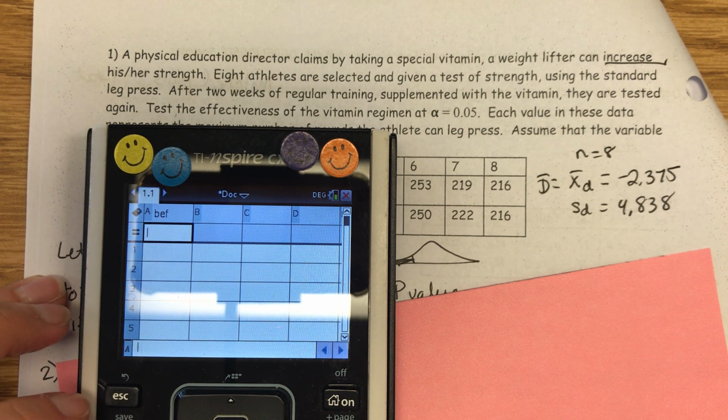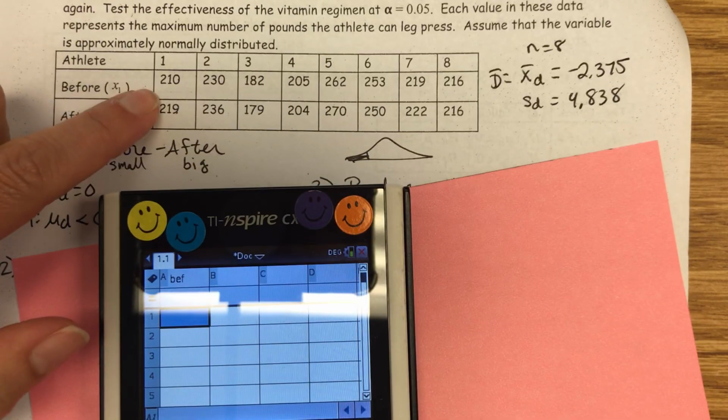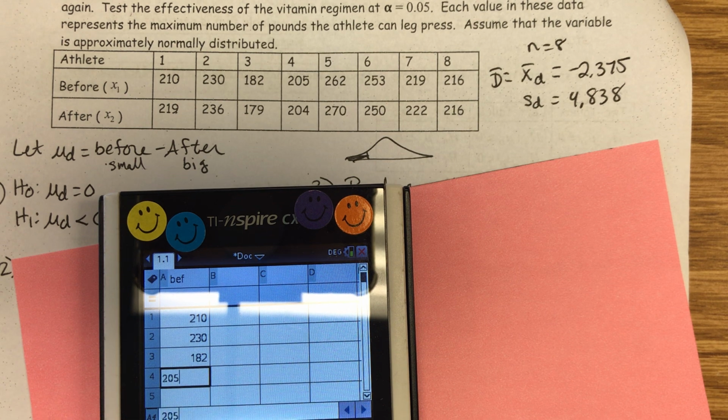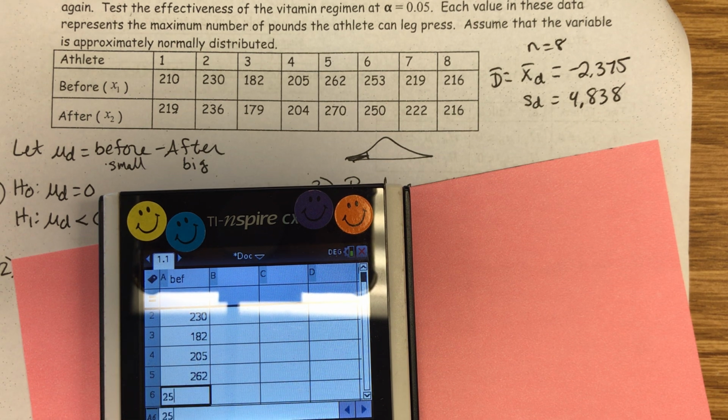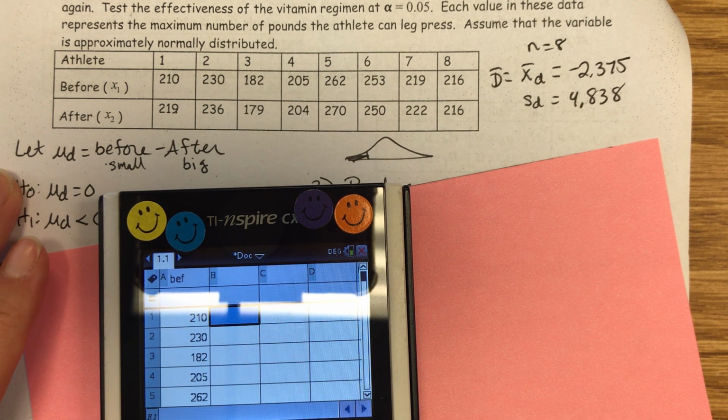Oops, I don't want that tab. Get out of there. Okay, and I'm going to type in my befores: 210, 230, 182, 205, 262, 253, 219, and 216. Okay, then I'm going to come over here and I'm going to do my afters.